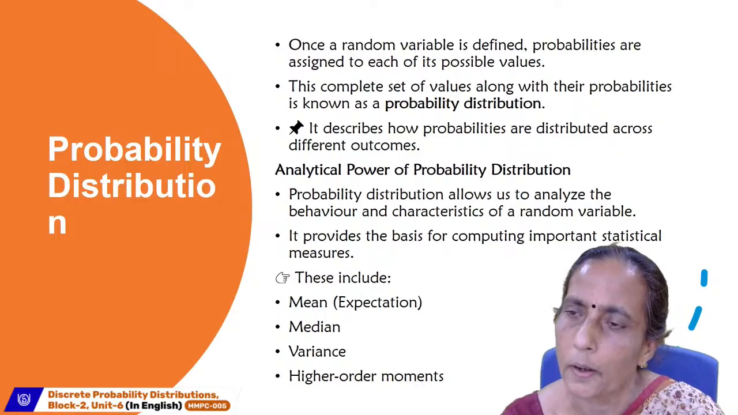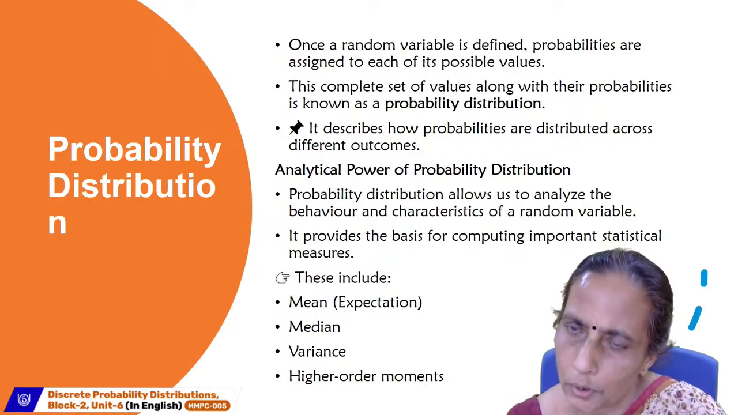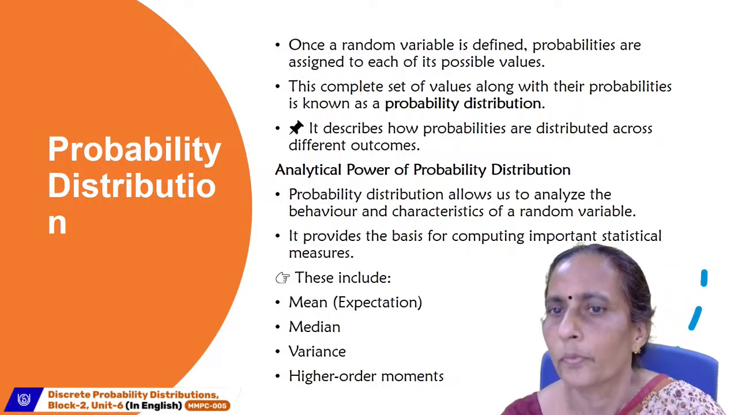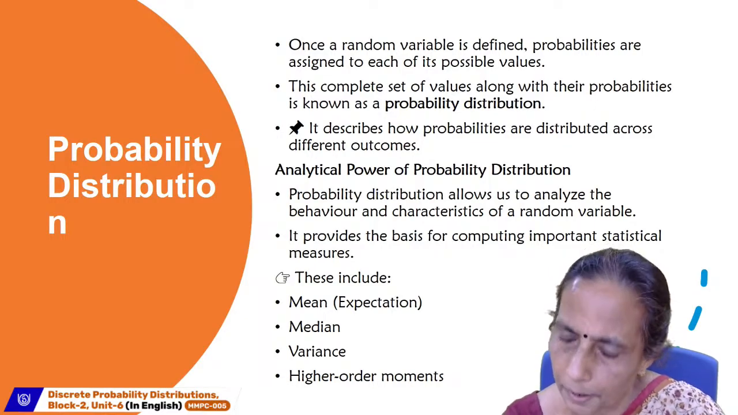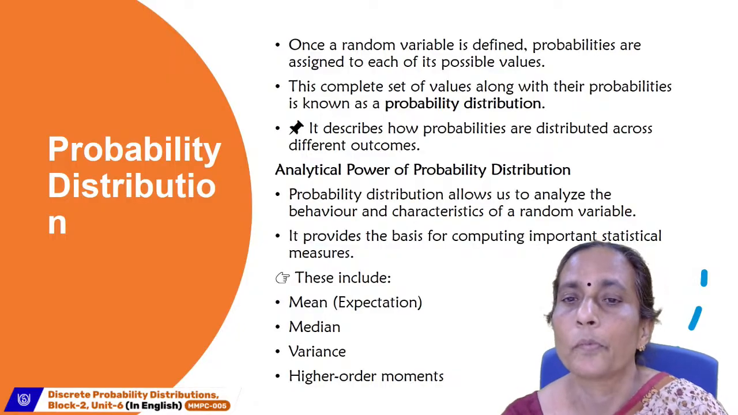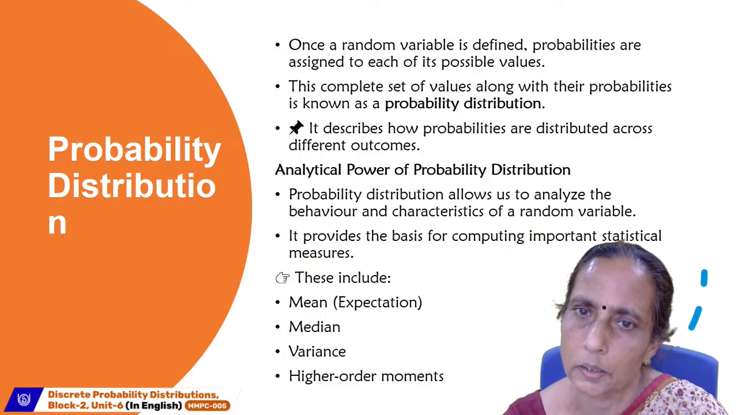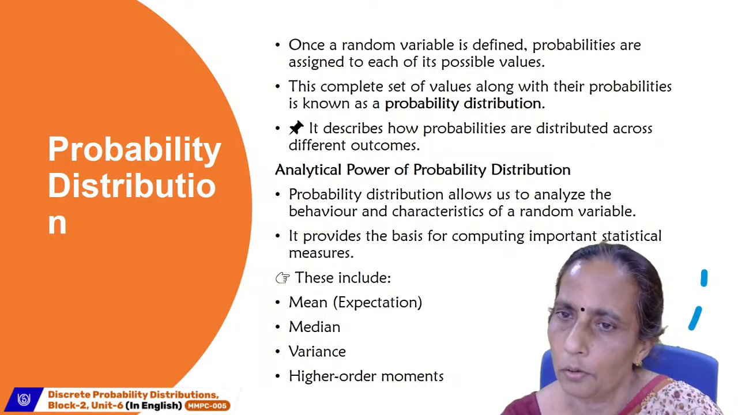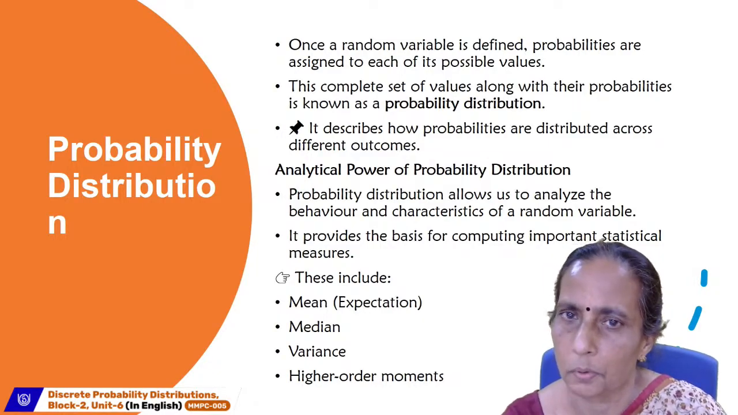Okay. Once we define a random variable, the probabilities that we are assigning to each of its possible values, that complete set of assigned values of each of the possible values, together is called your probability distribution. You may say the complete set of values along with their probabilities is known as your probability distribution.